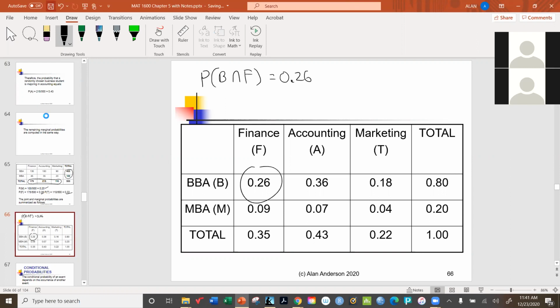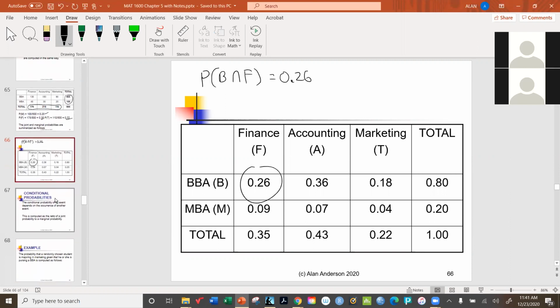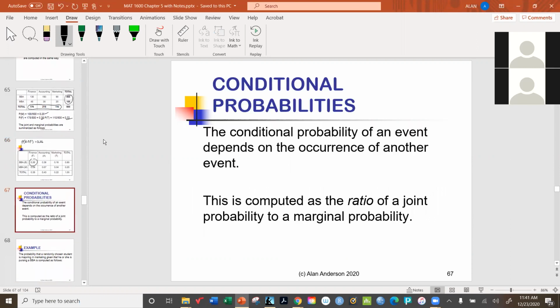All right. Now, like I said, we've saved the best for last. We're going to look at what are called conditional probabilities. Now, this is a very interesting concept because with these probabilities, they depend on whether or not another event has actually occurred.